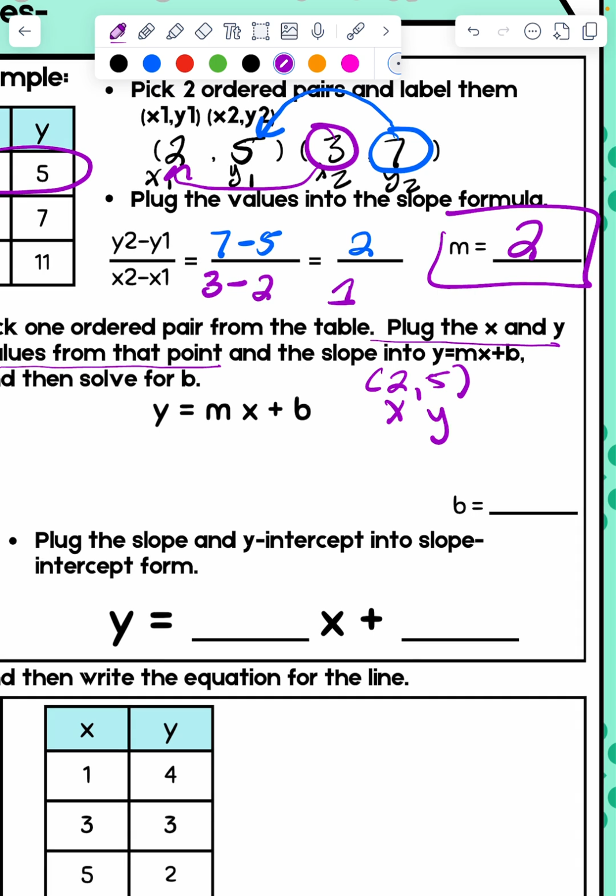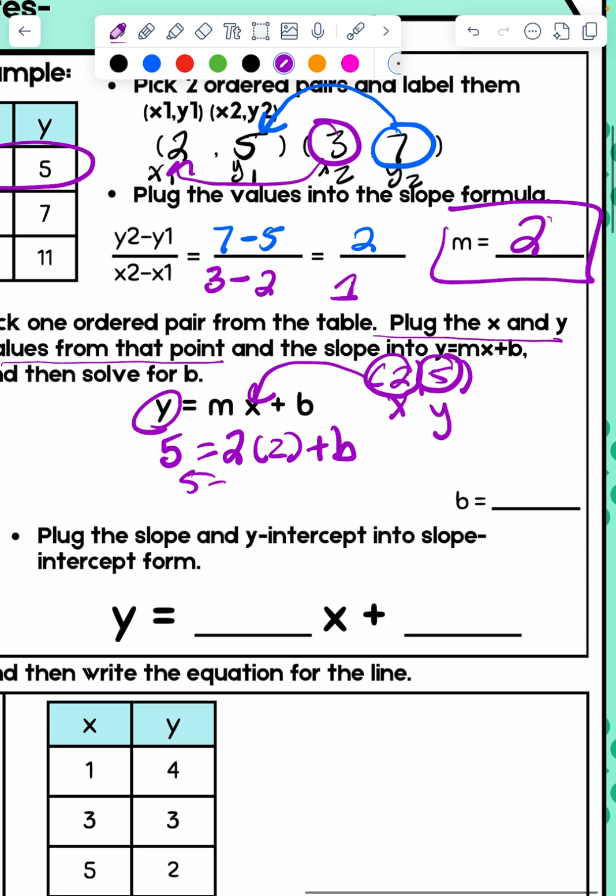So I'm going to come over here, and I'm going to write, in place of y, the number 5, because that's my y coordinate. My slope is 2. My x coordinate is also 2. I'm going to drop that in place. So 2 times 2 plus b. So I know this is going to be 5 equals 4 plus b. I need to find my y-intercept.